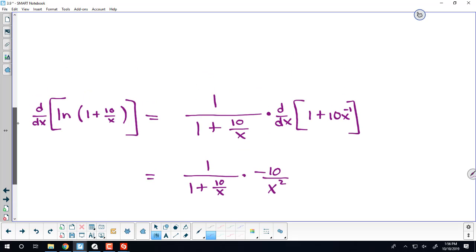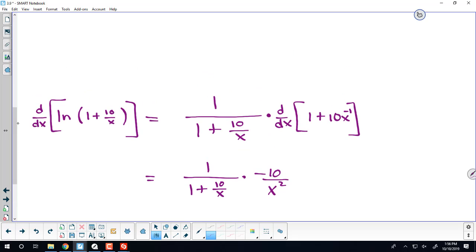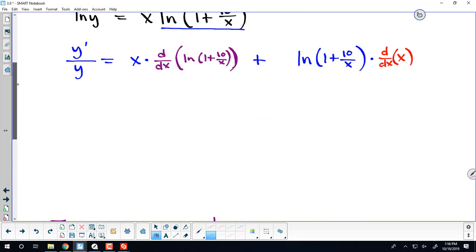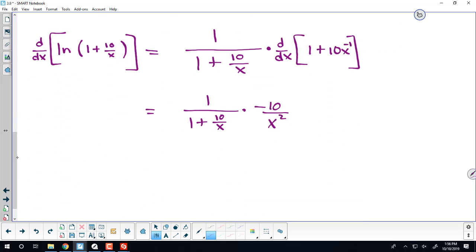Yeah. All right, so then we're going to take that and put that in place. How does it become negative? Which one? The negative 10? Yeah. Because it's negative 1 times 10, you pull the x out, yeah, negative 1 minus 1 power.